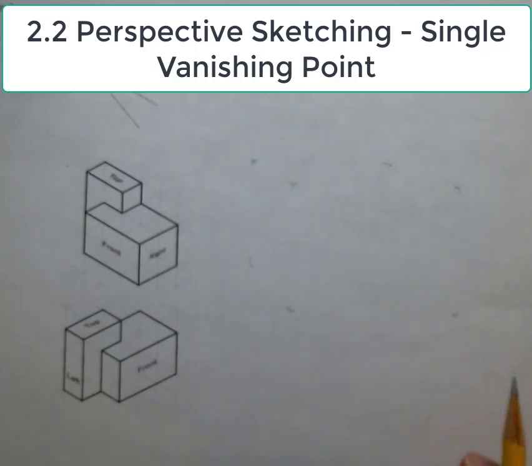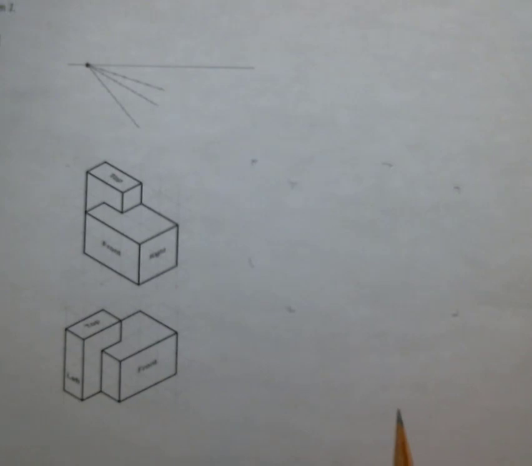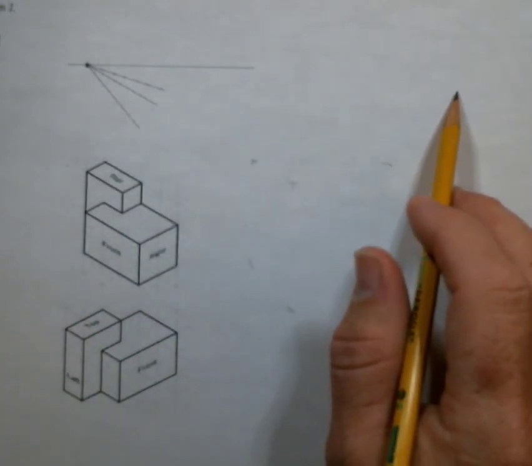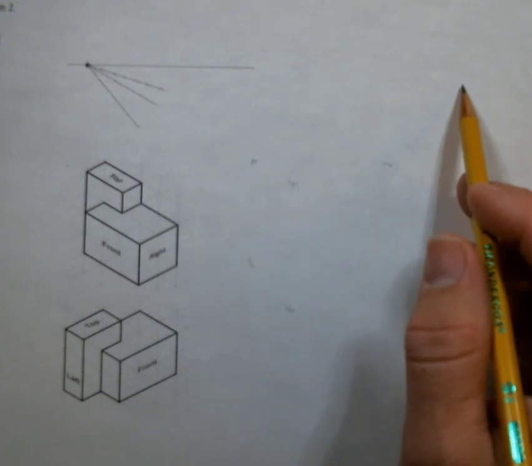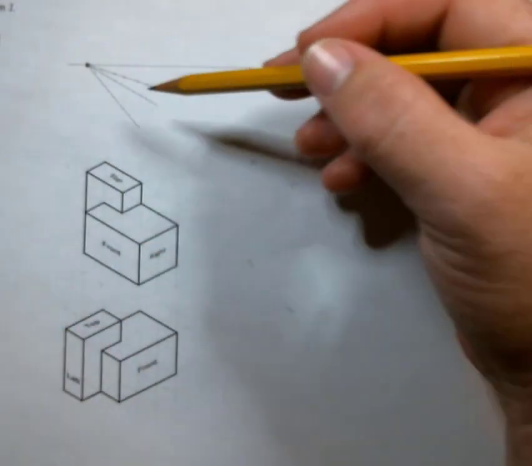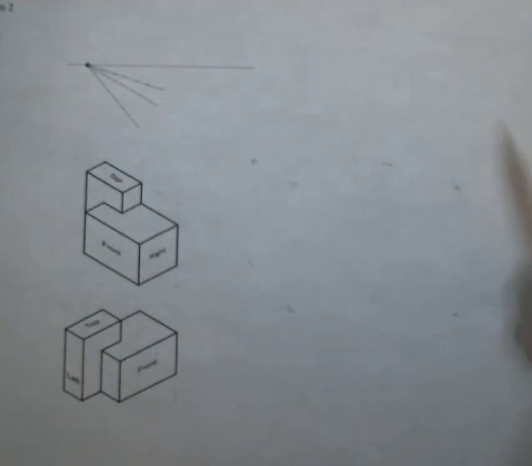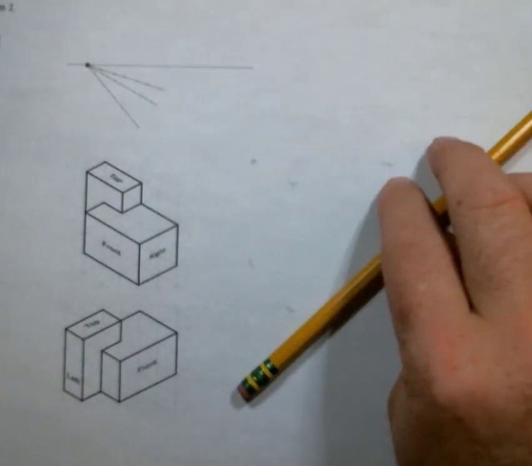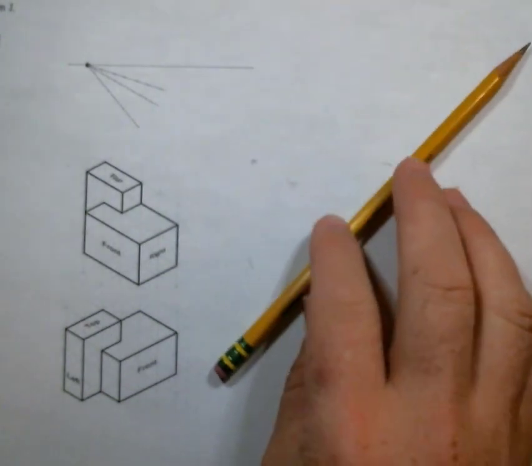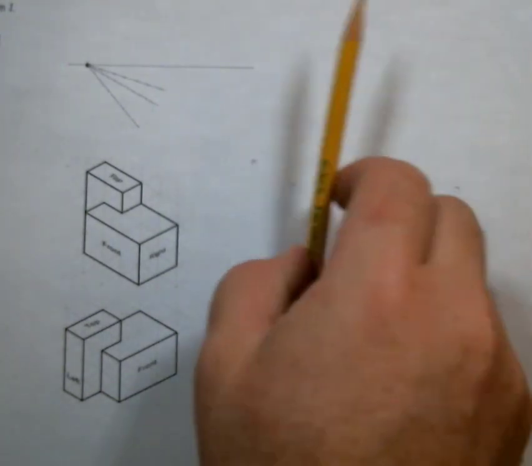When we do perspective sketches, we need to pick what type of sketch we're going to do. Are we going to do a single vanishing point, or would we do a 2-point vanishing perspective? So if we did 2, then we pick a point. So here's our first point, and we pick a point over here. And all of our lines that go back into the sketch would have to converge on that single point.